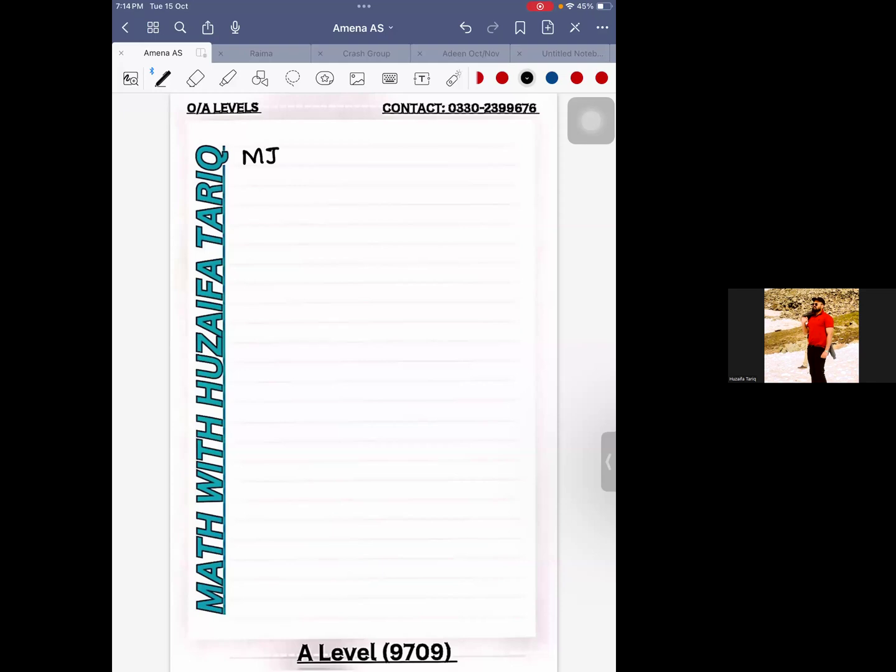May June 2017, paper 1 variant 2, and question number 5. They ask you that the equation of a curve is 3 plus 12 upon 2 minus x, and they ask you to find out the equation of tangent where the curve crosses the x-axis.